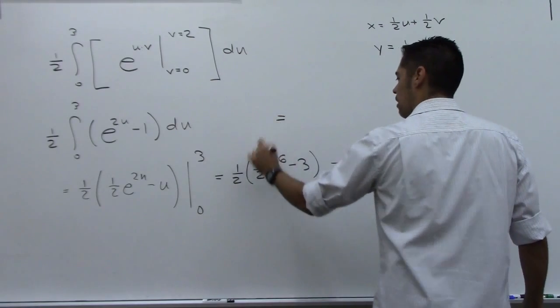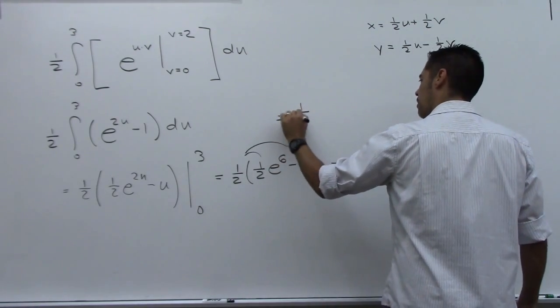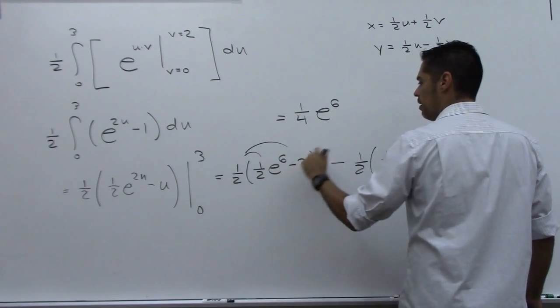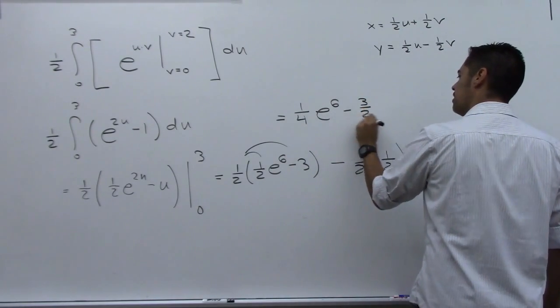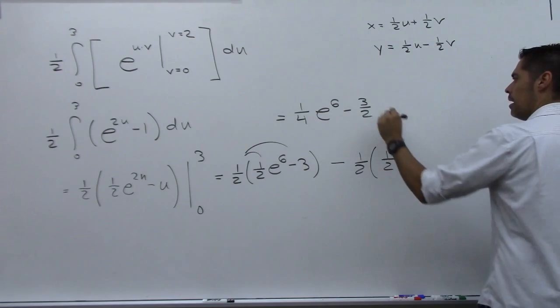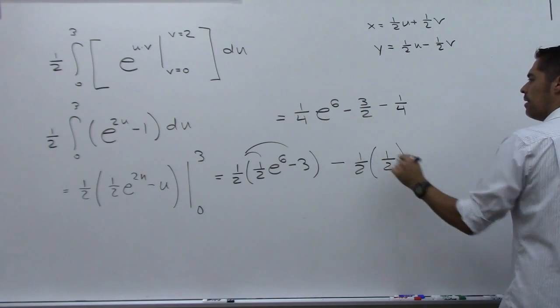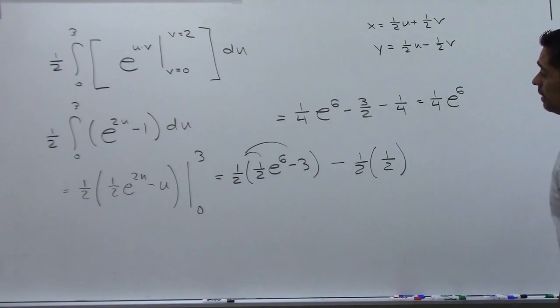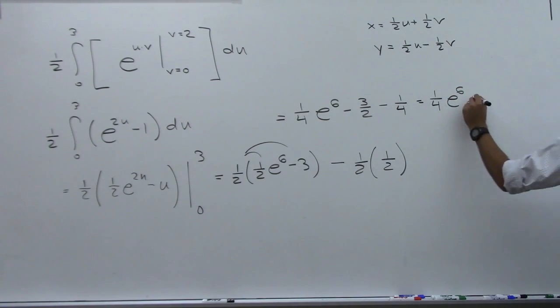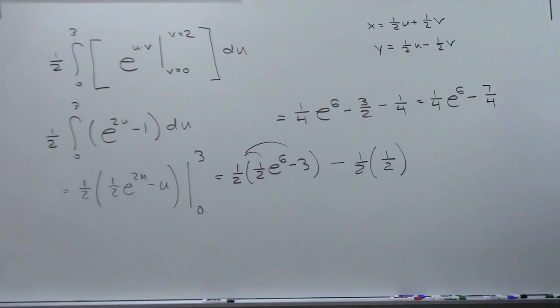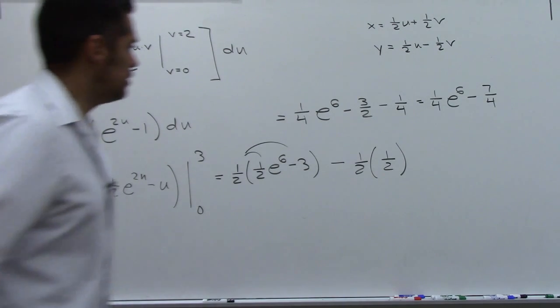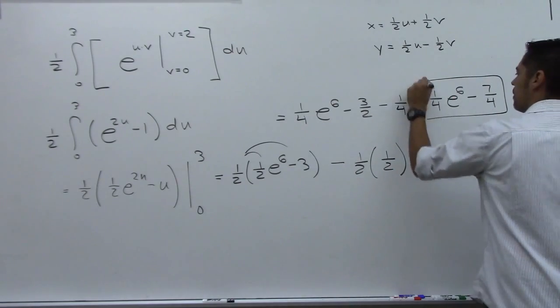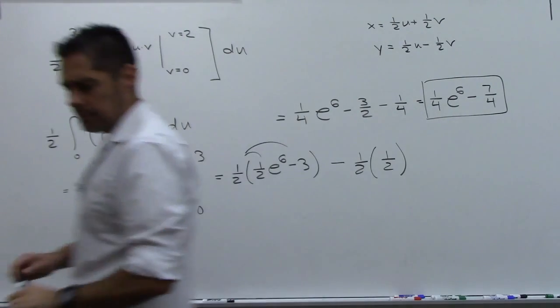And so at the end of it all, I get distribute through, I get 1/4 e to the 6th, distribute here, minus 3/2, and then minus 1/4 when you multiply those two together. So you get 1/4 e to the 6th, let's see, 6, 7, minus 7/4. I guess you could pull a 4th out of there if you wanted to. It's up to you. Yeah, you can pull a fourth out, that's fine, but I'm just going to leave it. All right, that will do it for 12.8.